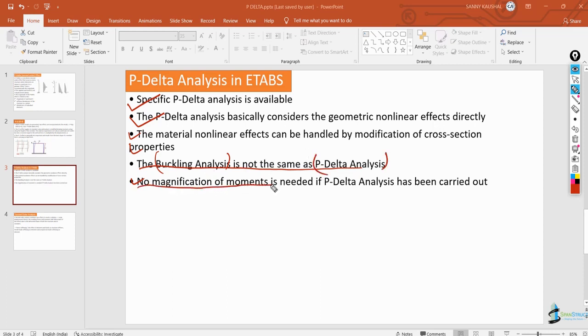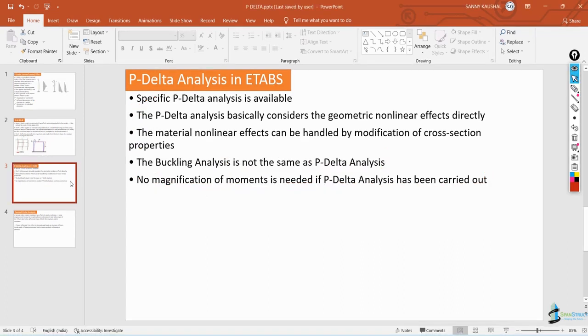No magnification of the moment is needed if P delta analysis has been carried out. When I explain the column design, at that time I will explain the magnification of the moment, where I will explain that when you are doing the P delta analysis, in that case there is no need to give a magnification factor for doing the column design when the P delta is carried out. So I will explain these things when we encounter them in the design.